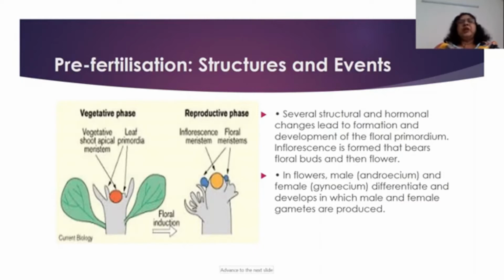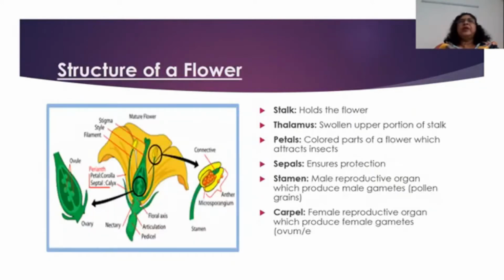And in a flower, there are male and female reproductive systems. The male reproductive part is known as the androecium and the female, the gynoecium. Let us study the structure of the flower. It has different parts: the stalk, thalamus, petal, sepal, stamens, and carpel. You can see this is the stalk, that is the pedicel that holds the flower. Then there is a bulged out portion, that is the thalamus. It's a swollen part of the stalk.